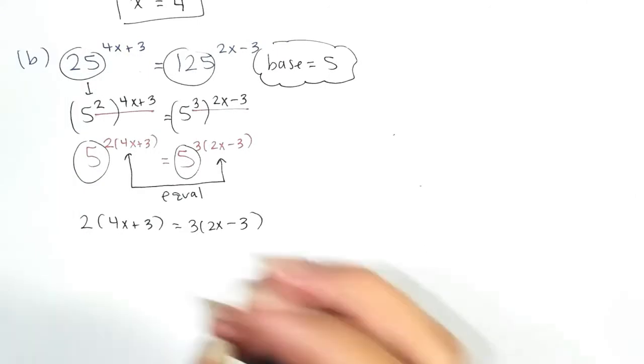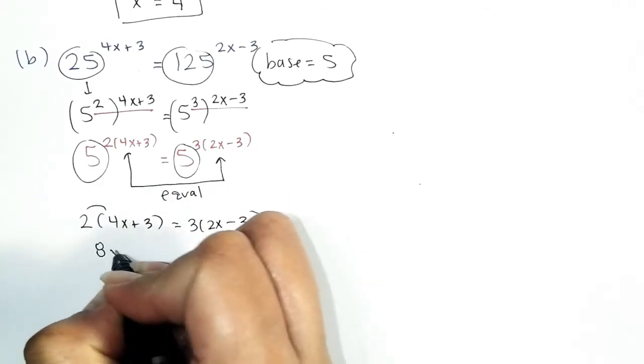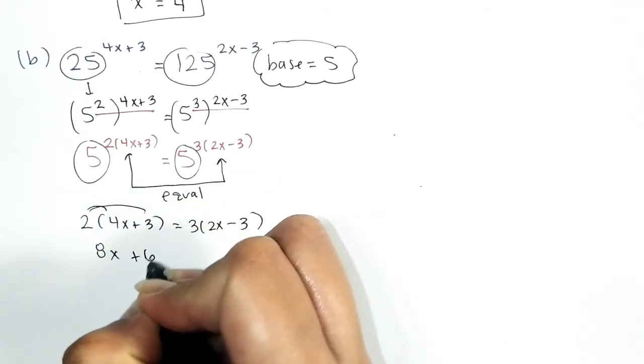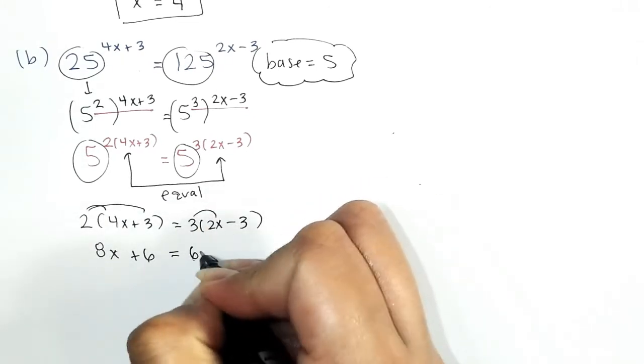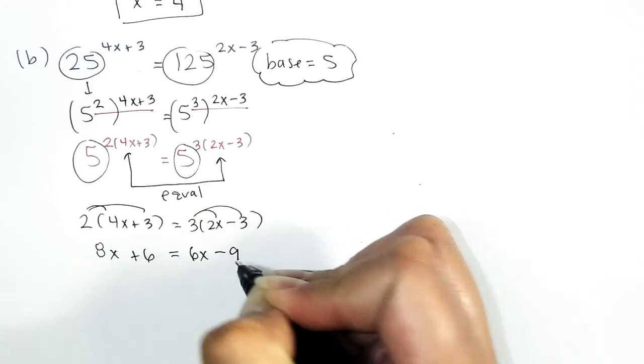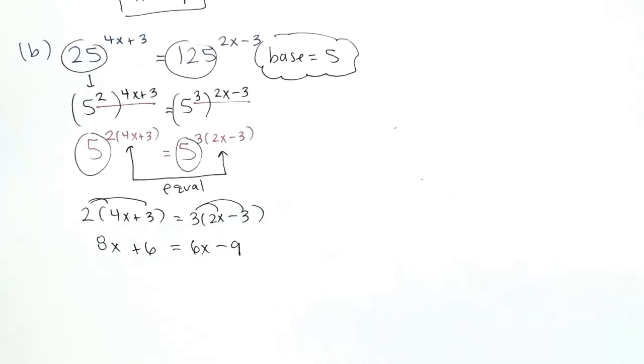When we distribute the 2, that will leave us with 8x plus 6. We take our time and distribute the 3, and that will leave us with 6x minus 9. I forgot to say the following, but don't forget, pause and rewind as many times as needed. Cool.